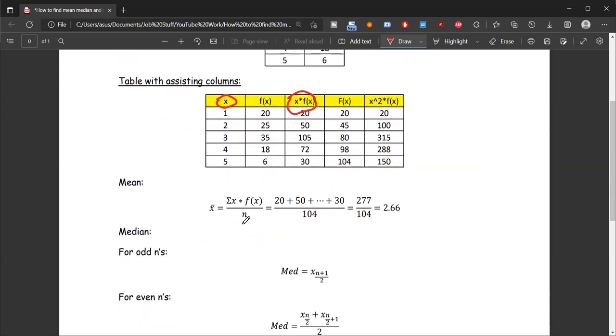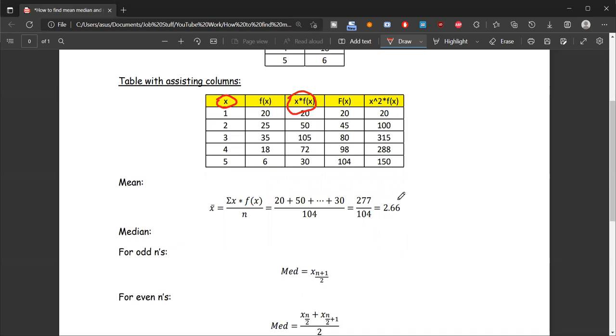So now we want to find the mean. So basically, we want to sum up all of the third column, right? And divide it by n, which is the number of respondents. So we have 20 plus 50 plus 105 and so on and so forth. So in total, we have 277 over 104, which is 2.66, and that would be the mean number or the average number.